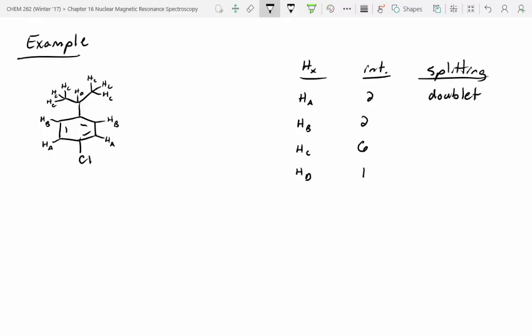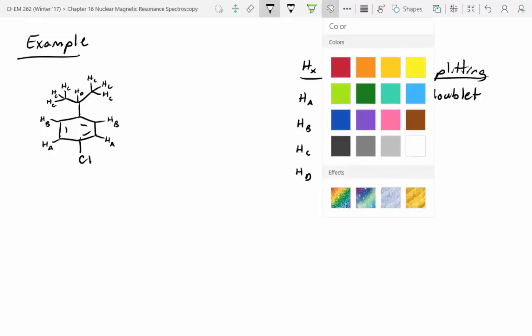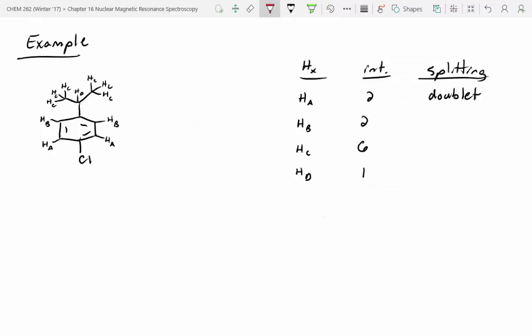All right, HB. What will it be split as? How many 3-bond neighbors does that HB proton have? This is tricky, right? Let's go ahead and try to trace our paths, right? So HB, we could go 1, 2, 3. It's 3 bonds away from HA. A lot of people say, well, what about HD? In order to get there, it'd be 1, 2, 3, 4. We said 4-bond neighbors don't count, so HD won't impact HB at all. So HB will be split as what? A doublet.